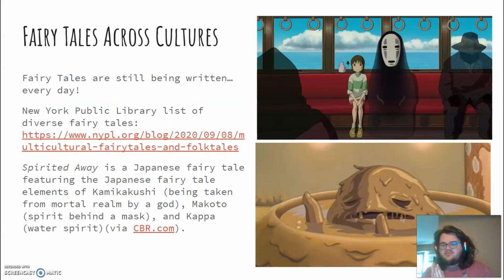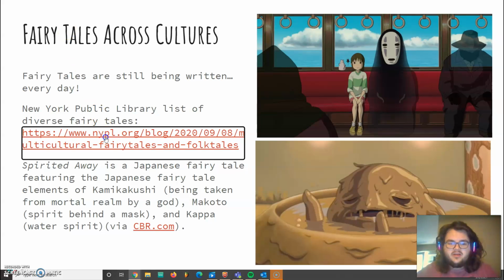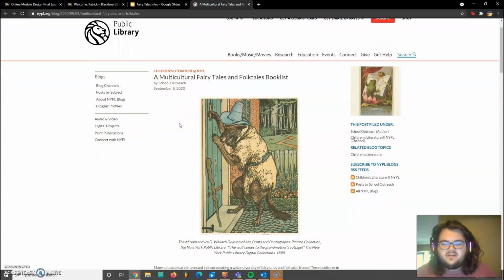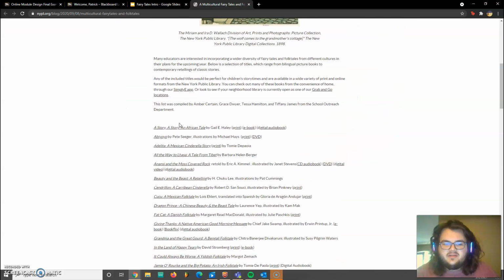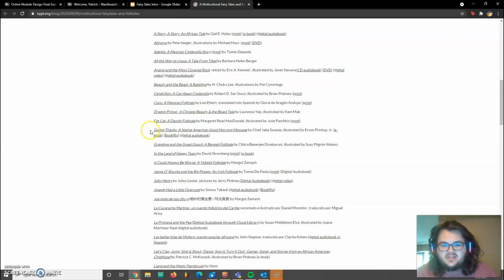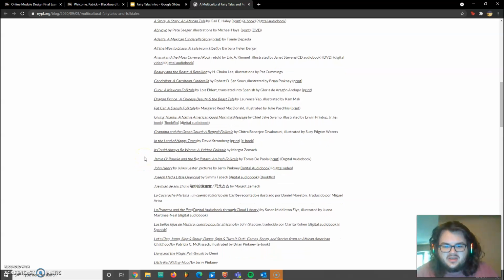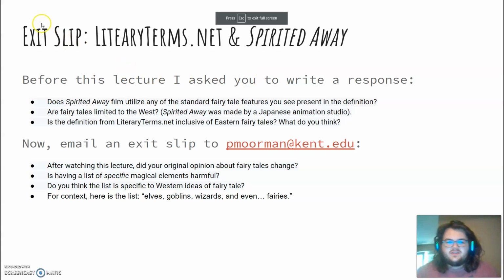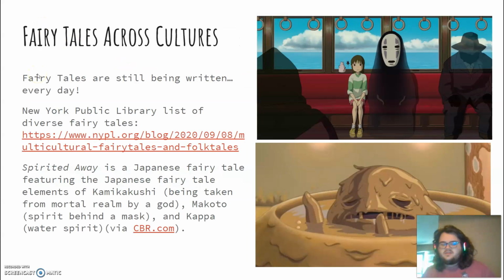And earlier with that definition from literary-terms.net, they really only listed, I guess we could call them Western fantasy elements. But if we go ahead and open this link right here, which is just a list from the New York Public Library of multicultural fairy tales and folktales book list, you'll see there's books from all over. The Caribbean, Mexican, Chinese, Danish, Native American, Bengali, Yiddish, Irish. It's true that really fairy tales exist across cultures. And then let me go back there. So just keep that in mind.